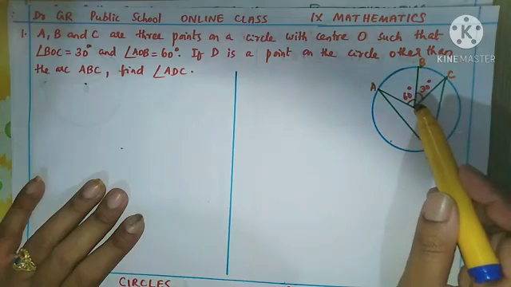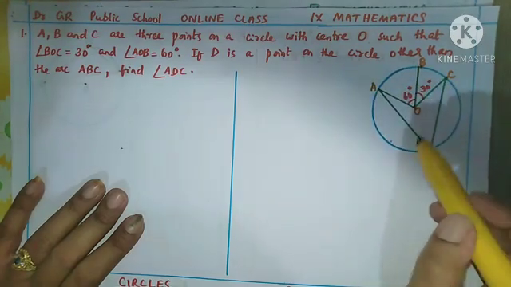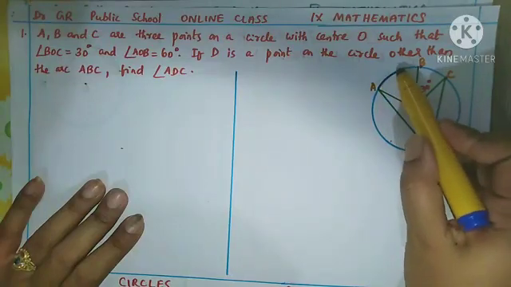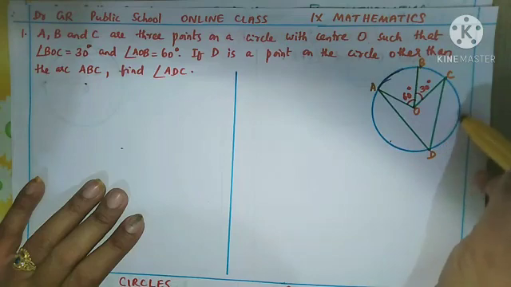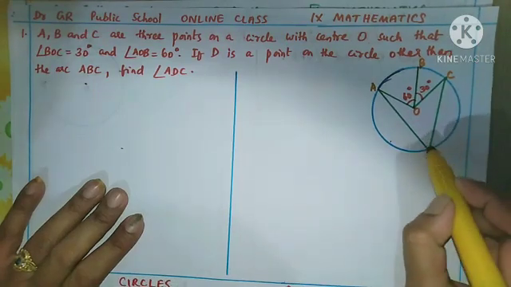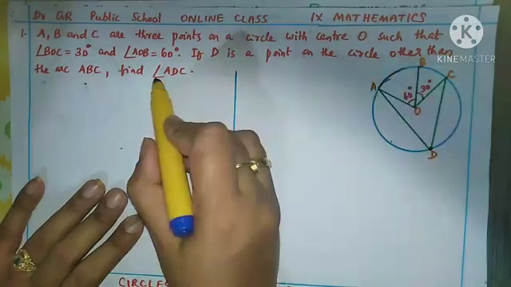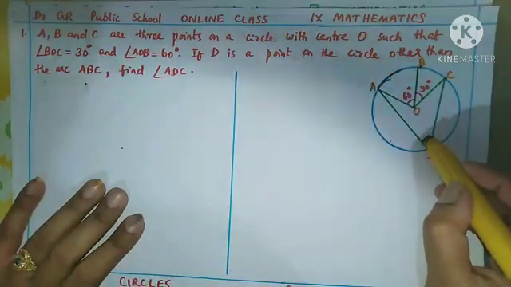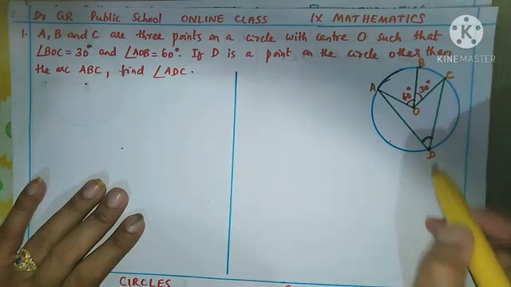Now what is given? D is a point on the other part of the circle. That is, here the arc is ABC, this portion. So on the remaining part of the circle, there is a point D. So we need to find the angle ADC, that is this angle we need to find out. Okay, we want to find out the angle ADC.